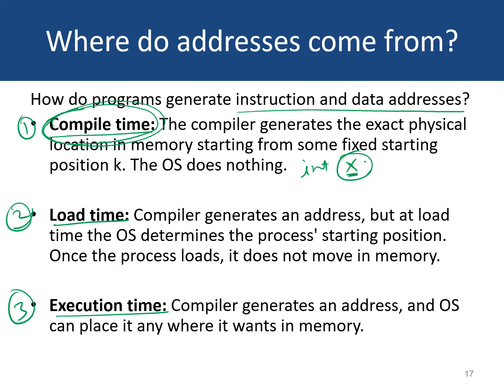Now the second possibility is that we assign or generate the addresses at load time. The reason for doing this is that when the compiler was compiling or translating the code, it may not know where in the main memory this process would be loaded, where a given process would start in the main memory.